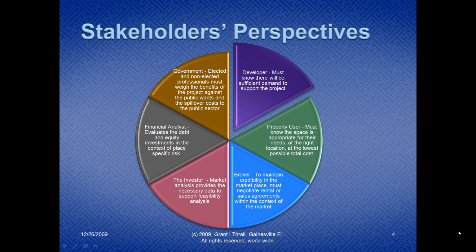Financial analysts evaluate the debt and equity investments in the context of the place-specific risk, and they depend upon the data provided by the market analyst. Government, elected and non-elected professionals must weigh the benefits of the project against the public wants and the spillover costs to the public sector resulting from the development.